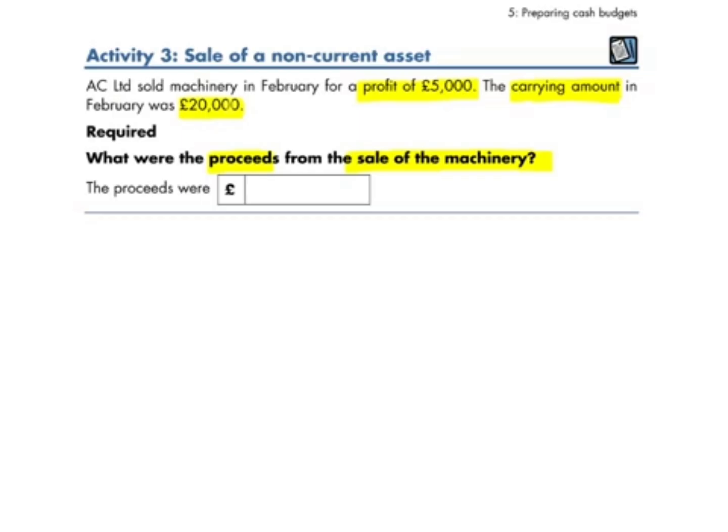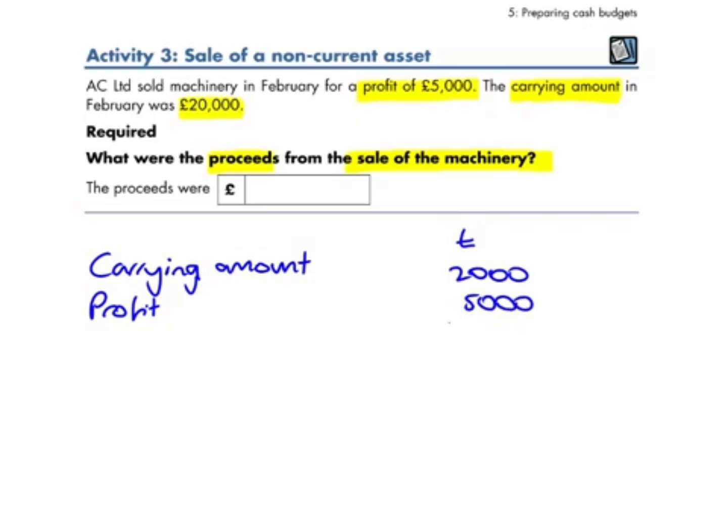So to calculate the proceeds from the sale of the machinery, we need to take the carrying amount of the asset, which was £20,000, and we add on the profit that we've recorded on our statement of profit or loss, which was £5,000. So my proceeds were £25,000 in total, and that's what we will put into our receipt line on our cash budget.